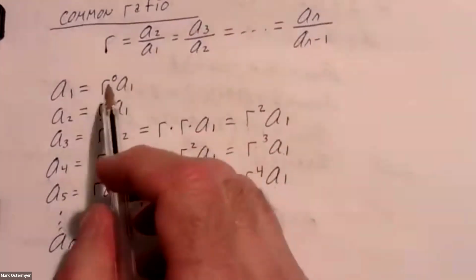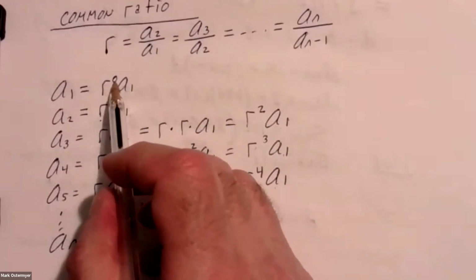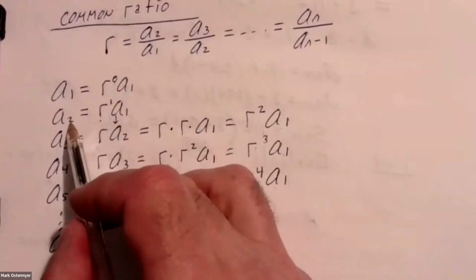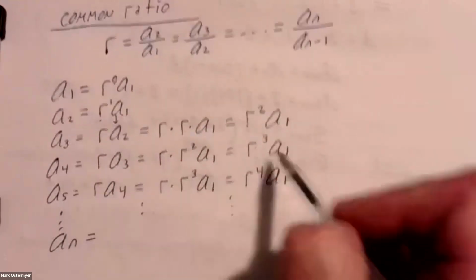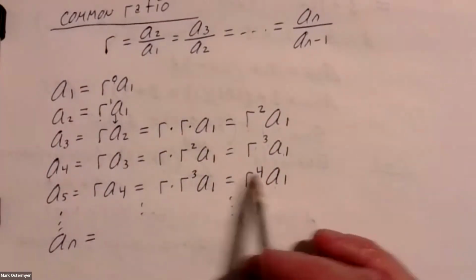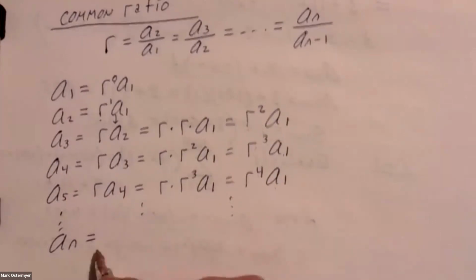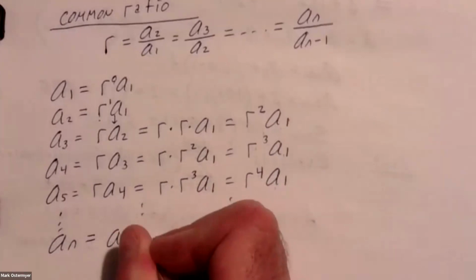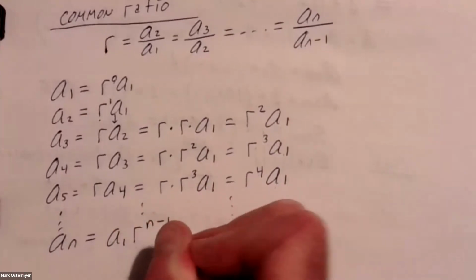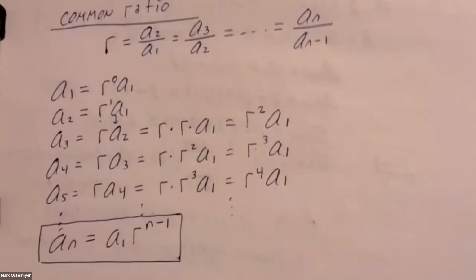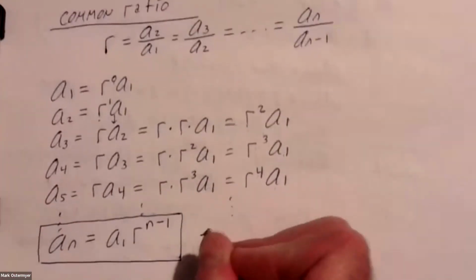So how does the power on r relate to the index of the term? How does 0 relate to 1, 1 relate to 2, 2 relate to 3, 3 relate to 4, 4 relate to 5? You can see that the power on r lags 1 behind the term index. So the nth term of a geometric sequence is going to be the first term times the common ratio raised to the n-1 power. This is a very important formula. This is called the nth term rule of a geometric sequence.